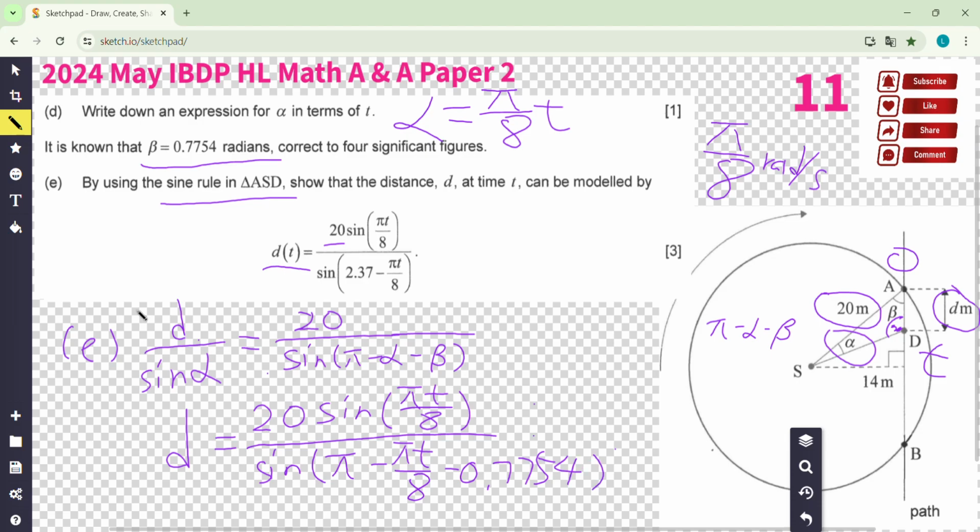Copy 0.7754. What do you need to do? Just this subtraction, pi minus 0.7754, and you find out it is exactly 2.37, and you got the result. Well done.